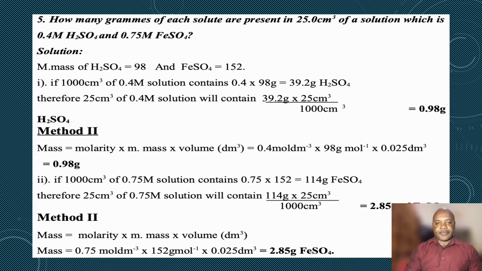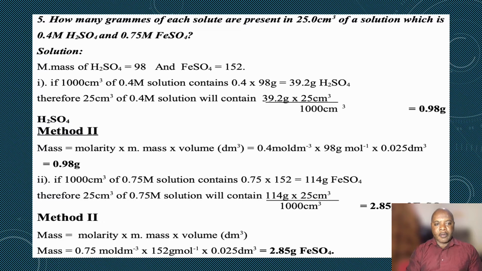Question number 5. How many grams of each solid are present in 25 cm cube of a solution which is 0.4 molar sulfuric acid, and the other solution is what? 0.75 molar of iron 2 sulfate. Iron 2 sulfate.